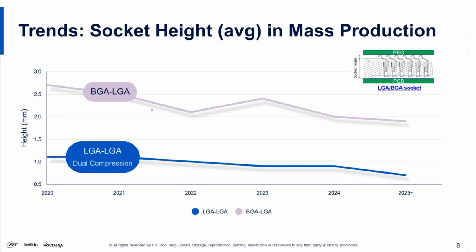Dual compression LGA to LGA, because those are much shorter contacts and there's no solder ball involved, you can actually get those down. So right now in mass production, it's in about the 1 millimeter range, but we're seeing an interest to go shorter. And that interest has grown because the shorter that distance becomes between the package and the PCB, the less signal path, signal length that occurs. So the smaller that gap, the shorter the signal path has to go.